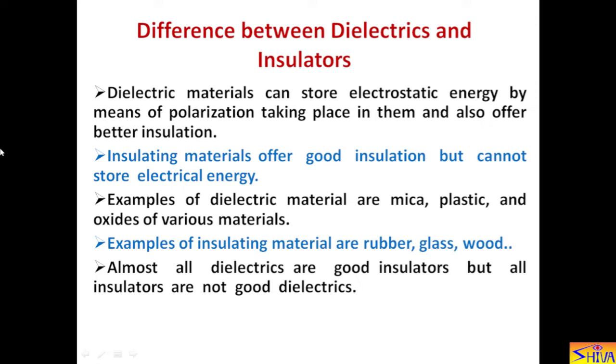Examples of dielectric material are mica, plastic, and oxides of various materials. Examples of insulating materials are rubber, glass, and wood. Almost all dielectrics are good insulators, but all insulators are not good dielectrics. So this is the general statement. All dielectrics are insulators, but all the insulators are not dielectrics.